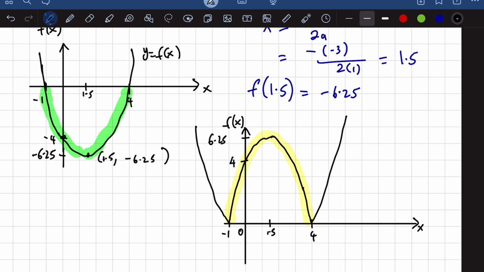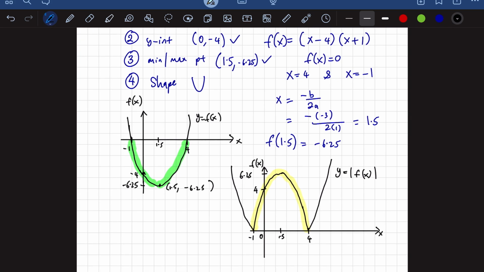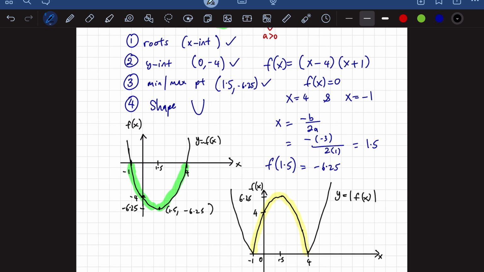So that is how you sketch your modulus f(x). There's really nothing below the x-axis once you do a modulus.